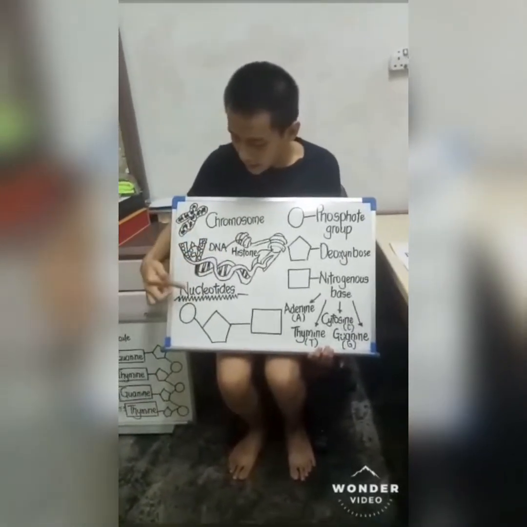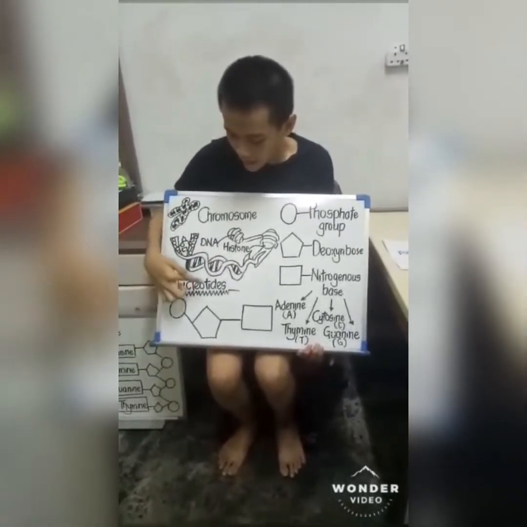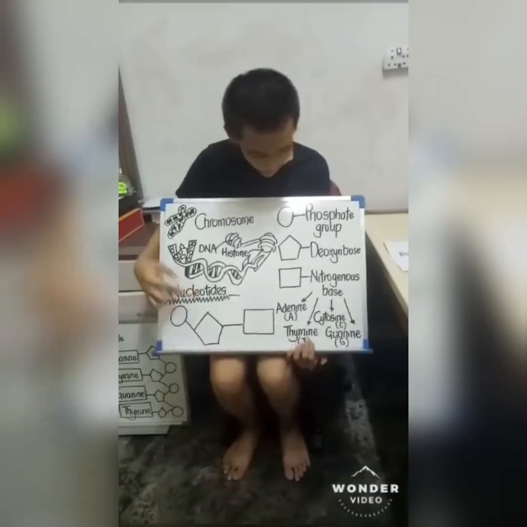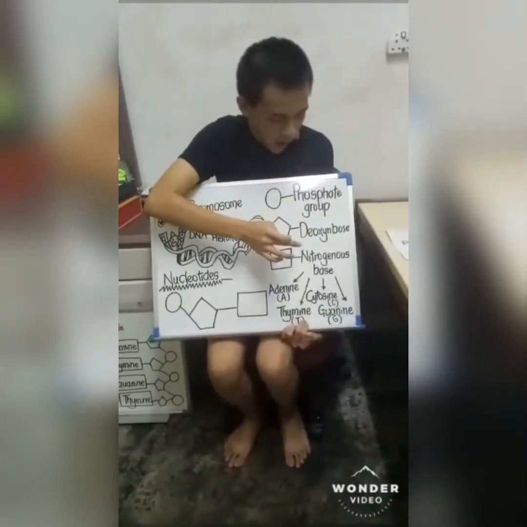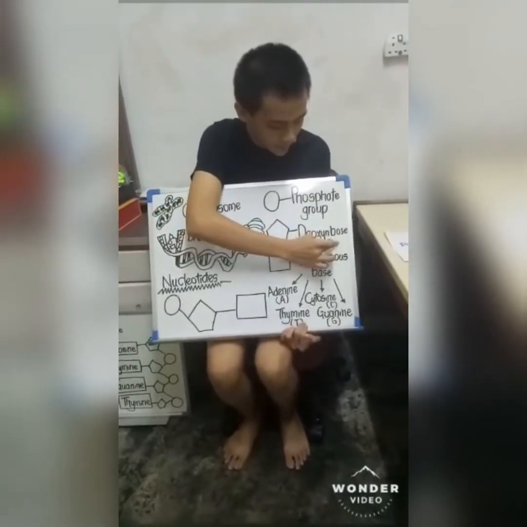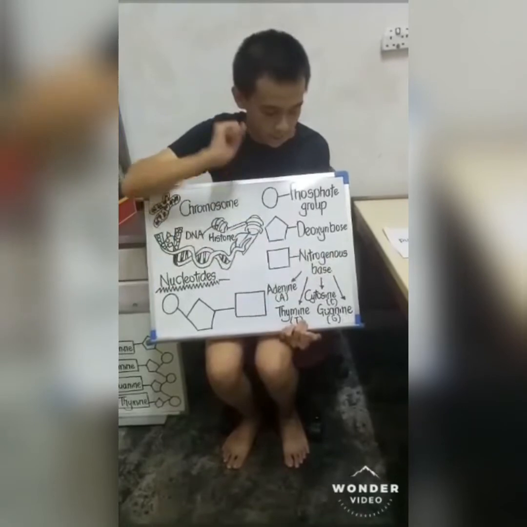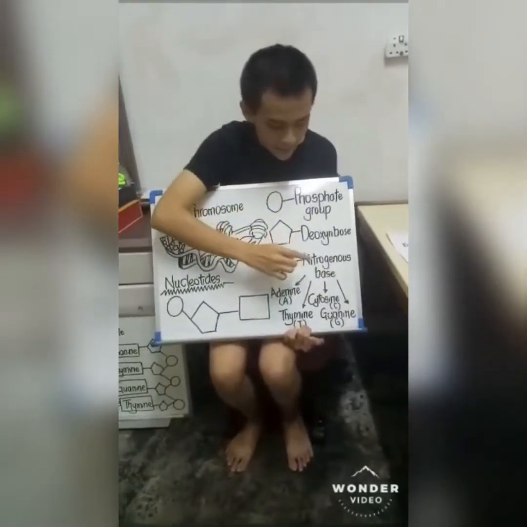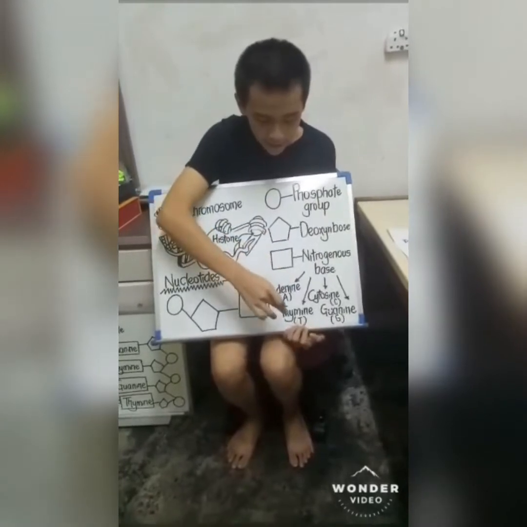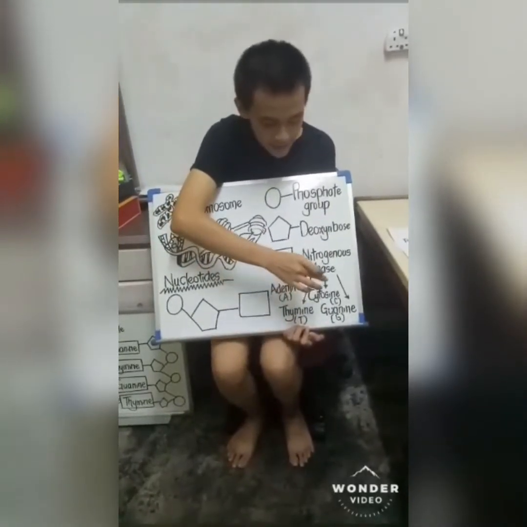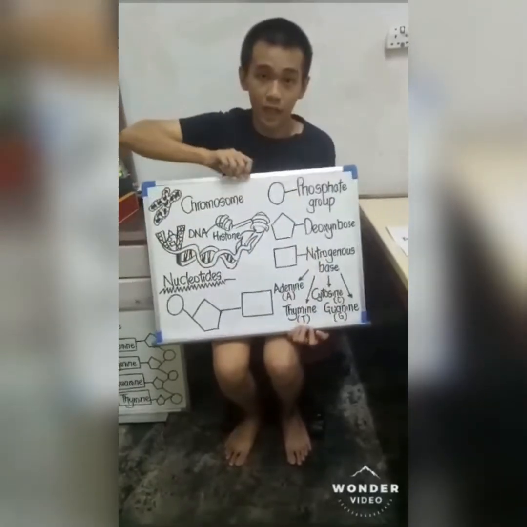The DNA is made out of nucleotides. The nucleotides are made up of phosphate groups, deoxyribose sugars, and nitrogenous bases. The nitrogenous bases have 4 types: adenine A, thymine T, cytosine C, and guanine G.